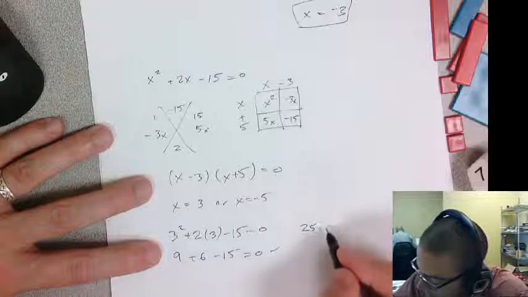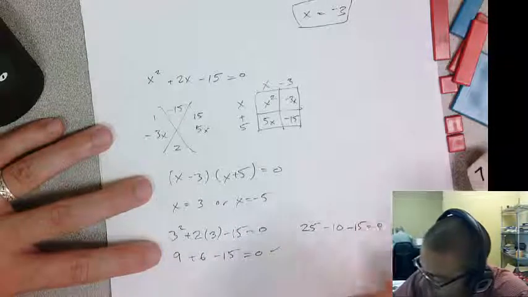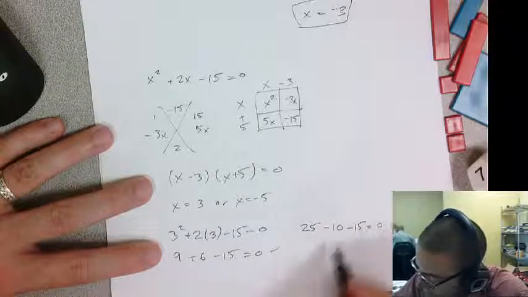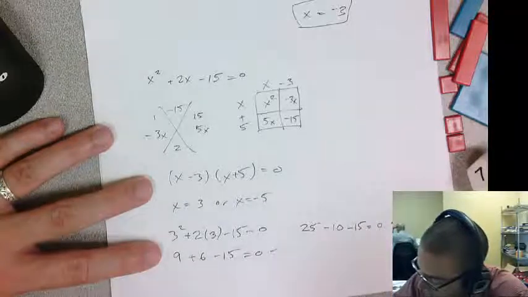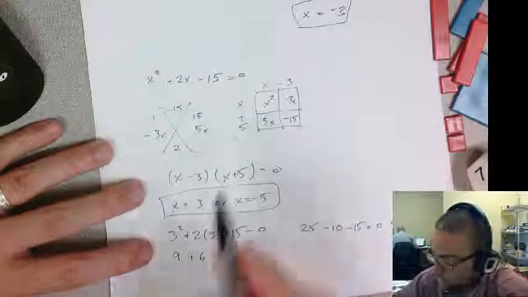And then negative 5 squared would be positive 25. Negative 5 times 2 is negative 10. Minus 15, is that equal to 0? Yeah, so this is 25 minus 25. So that checks out. Okay, so these are my two solutions to that quadratic equation.